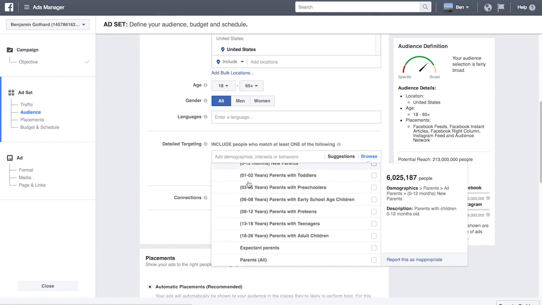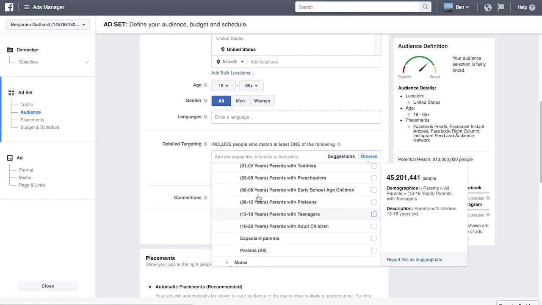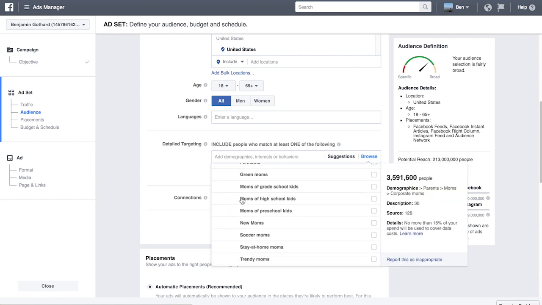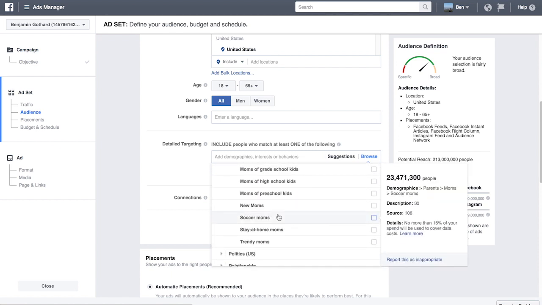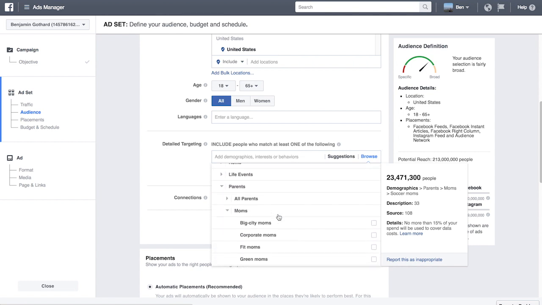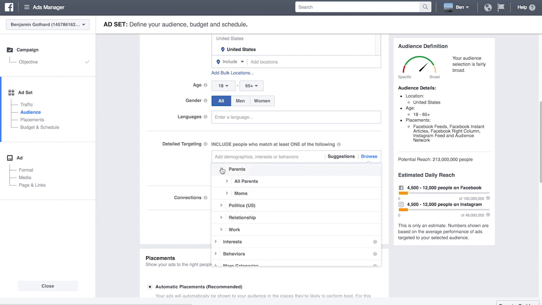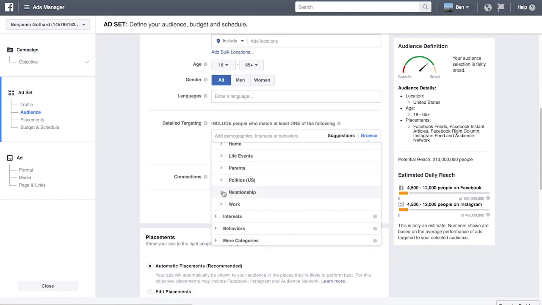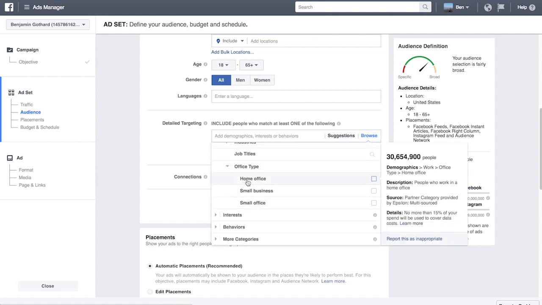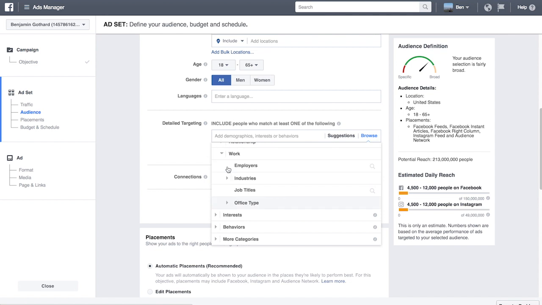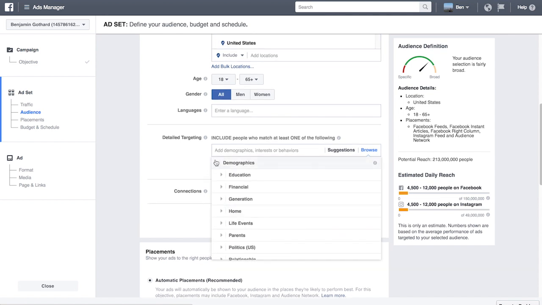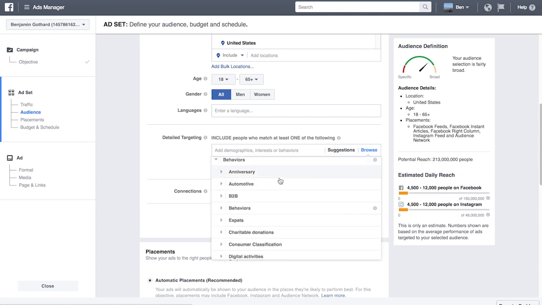So, what kind of parents are you? Are you parents? Are you a mom? You can target soccer moms based on their demographic. And so I trust that you can see how powerful this is. You can target people based on their employer. You can target people based on their industry, their job type, their office type. And I trust that you see the power of demographics. Okay, so you've seen how in-depth that goes. Let's jump into behaviors, into psychographics.